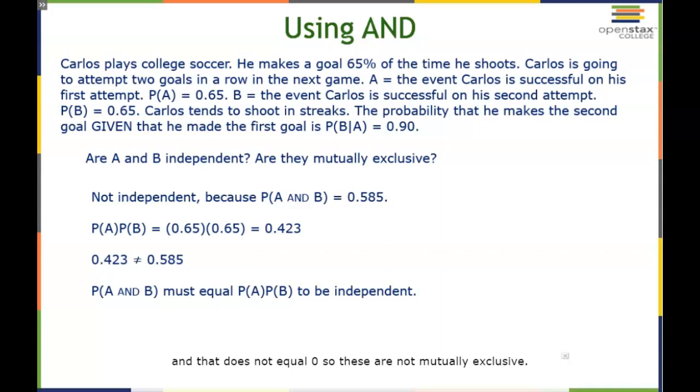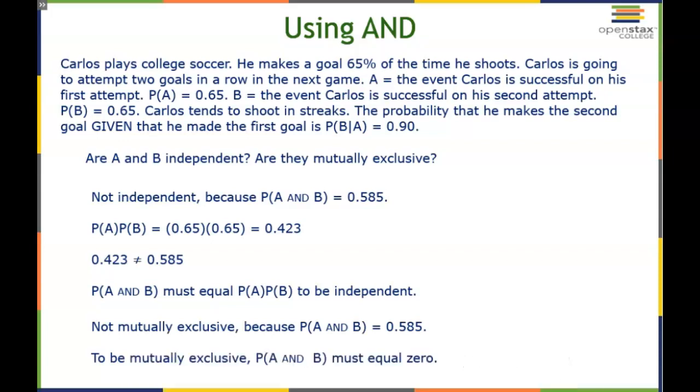But are they mutually exclusive? The events are mutually exclusive if and only if the probability of A and B equals 0. And in this case, our probability of A and B equals 0.585, and that doesn't equal 0. So these are not mutually exclusive.